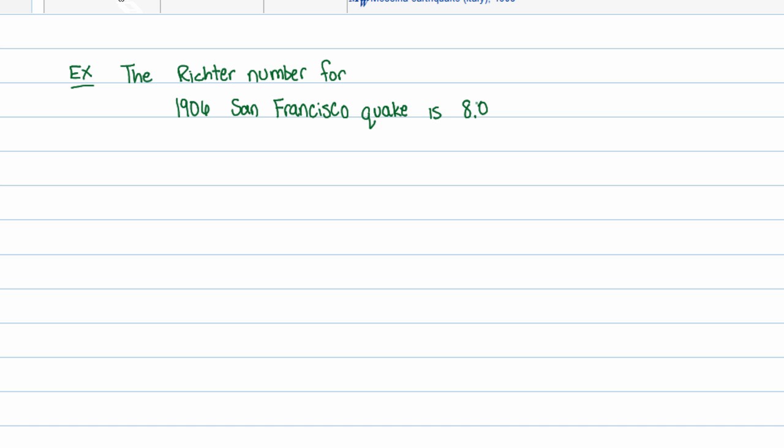By the way, that quake pretty much destroyed a ton of buildings in San Francisco, and a lot of the damage was due to, well, one, the quake itself, but two, they couldn't stop the fires because they didn't have the infrastructure for it, I guess. And we're going to compare the power of that quake to a couple more recent and more known quakes.